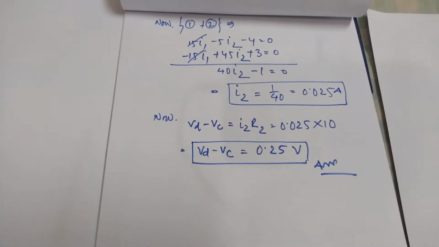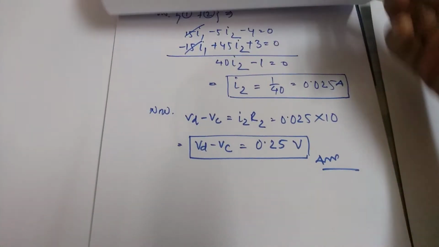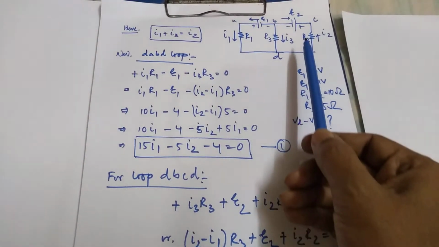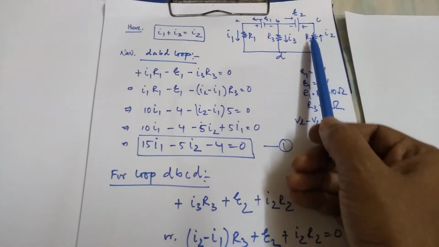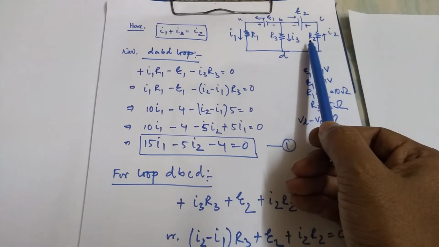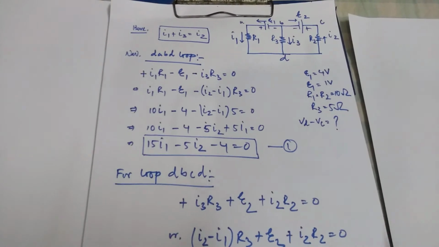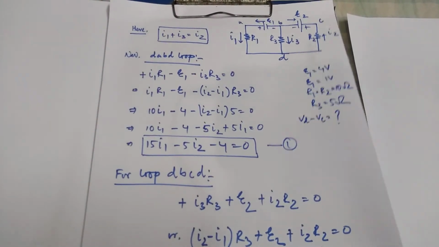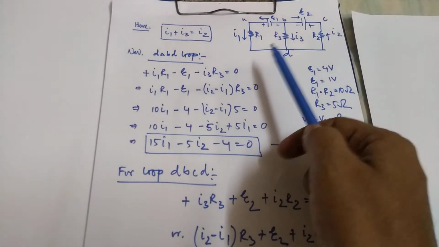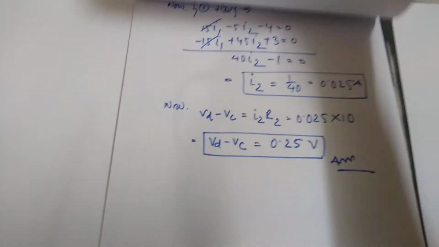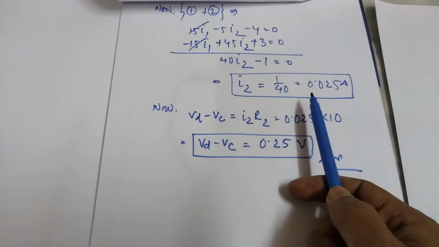It is going to be 0.025 ampere, which is the current in that branch that I want to find. If I can find I2, then I can find the voltage drop across the resistor R2, which is the voltage drop between the points D and C. So I find the value of I2, 0.025 ampere.